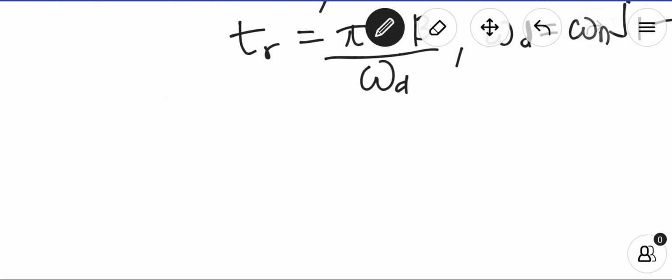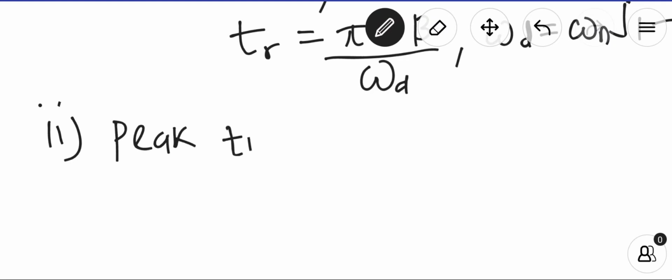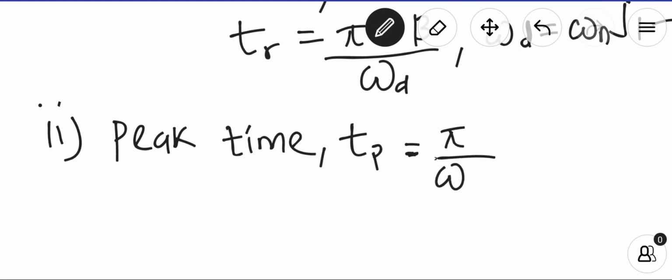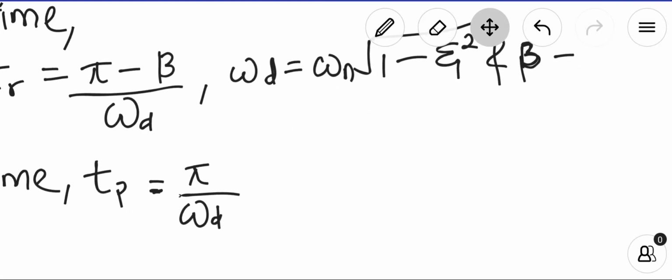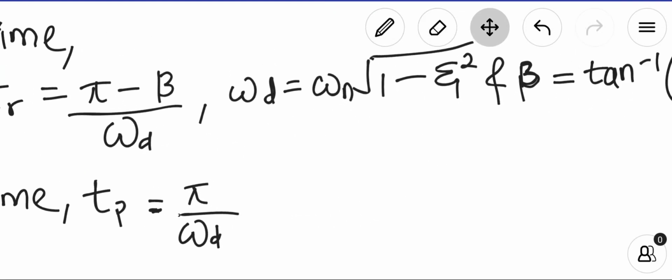The second specification is peak time. Tp is pi over wd, and we already know the value of wd is wn times the square root of 1 minus zeta squared.